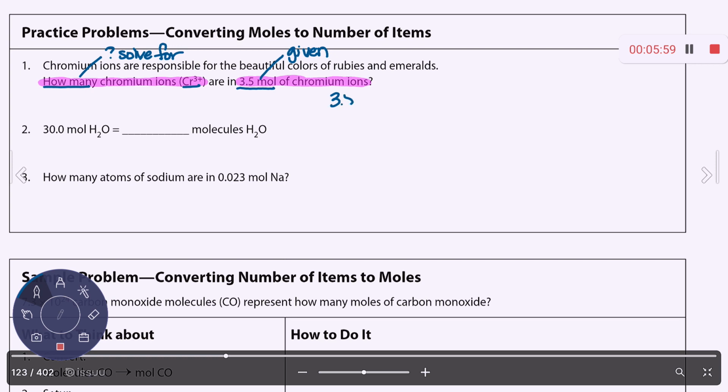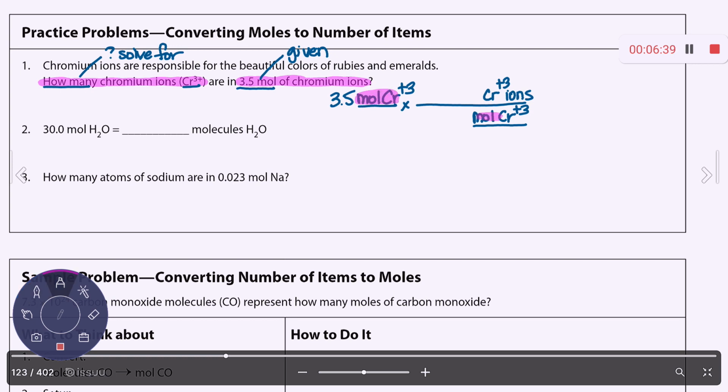So we've got 3.5 moles, and then put the symbol. Always put the symbol rather than the word of the substance. And then this is going to be times moles of chromium ions needs to follow you onto the diagonal like this because we need to cancel it. So those need to match. And then we're solving for chromium ions. So I'm going to put Cr+3 ions on top.